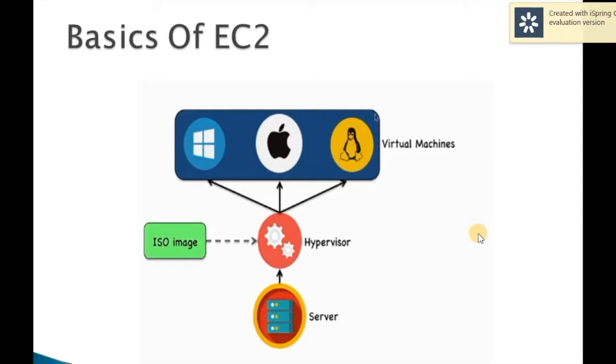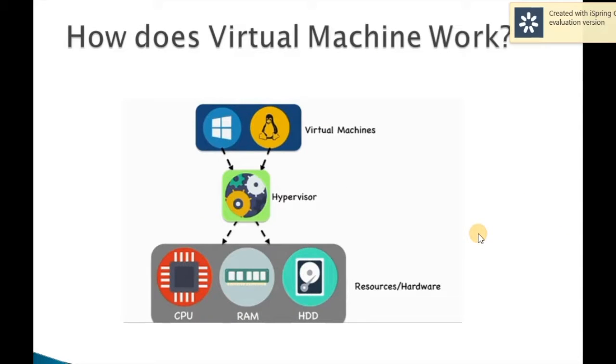We'll see now how does this virtual machine work. Hypervisor will go and grab the hardware resource needed for the virtual machine. For example, if Linux machine wants 4 GB of RAM, it will go tell hypervisor that I need 4 GB of RAM. In turn, hypervisor will go and grab it from the resource pool it has and give it to the Linux machine.